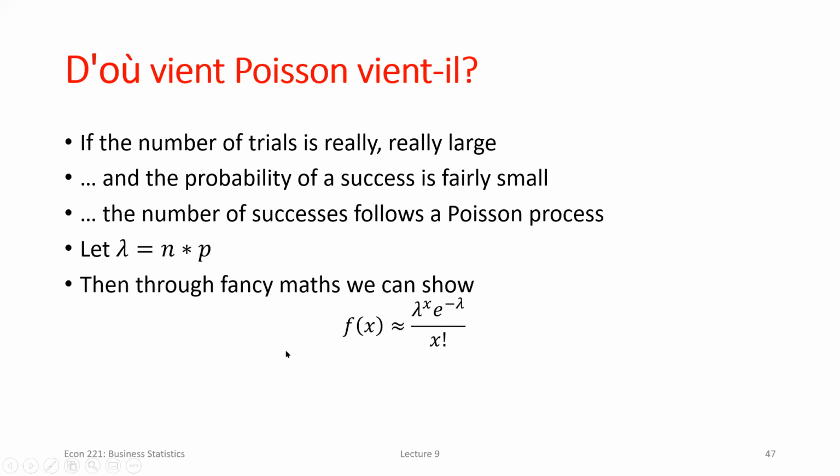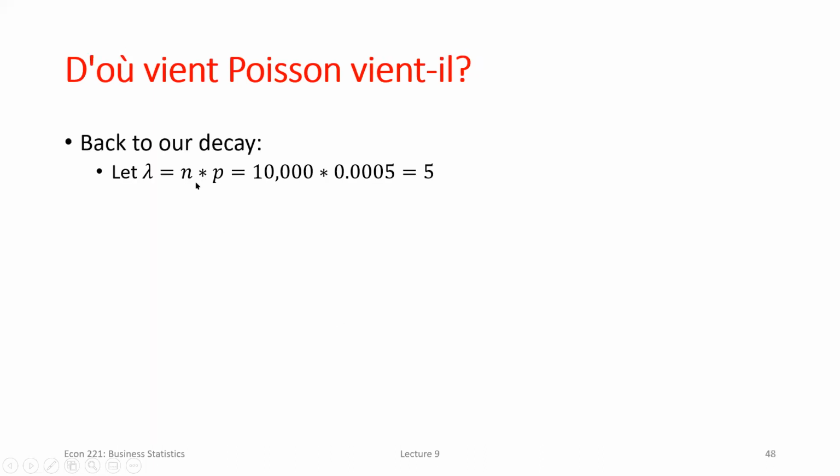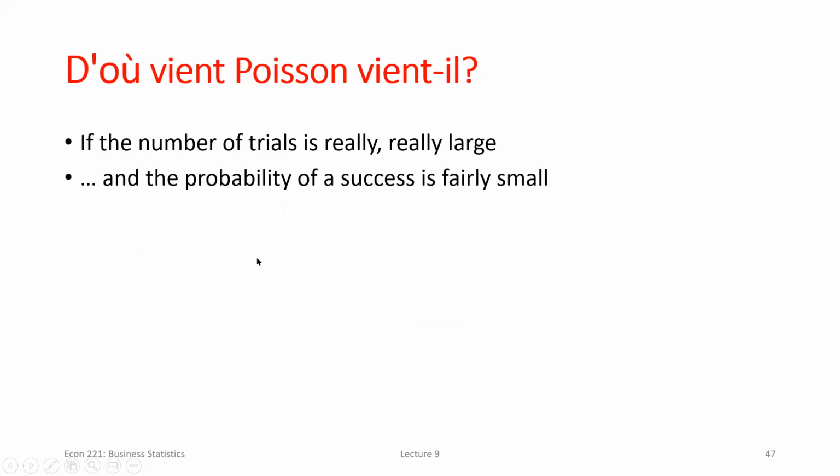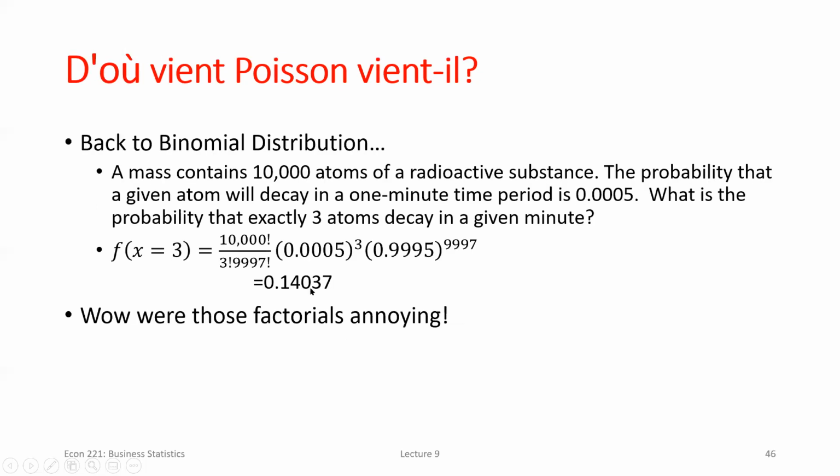So, if we do this fancy kind of math proof, we can show that the binomial will actually approximately be a Poisson distribution. So in our example, the number of trials we had was 10,000. The probability of success was 0.0005. So we get our mean of 5. I then said, well, what's the probability that 3 decay in the next minute? So X is 3. I can solve this pretty easily, right? If I compute this, it's 0.14037, and the other one was the same exact thing out to the 5th decimal.